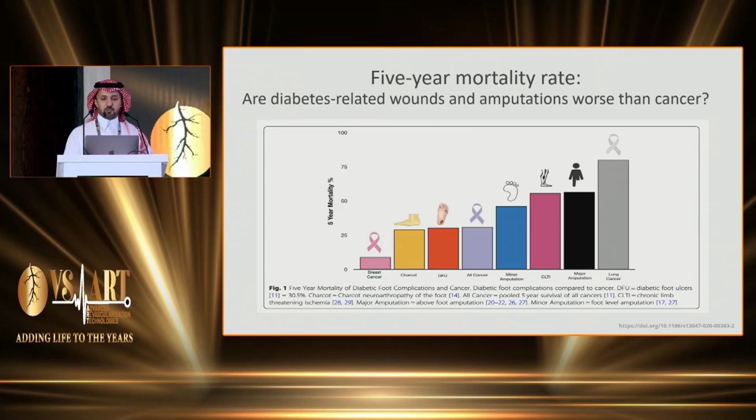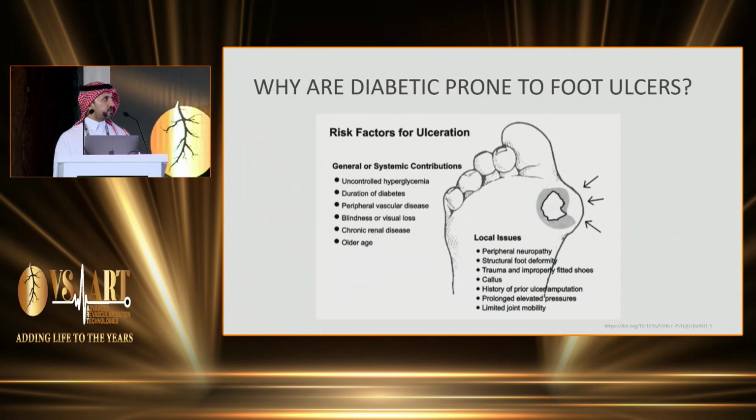Why are diabetics prone to foot ulceration? Because there are many risk factors. Systemic contributions include controlling blood glucose level, duration of diabetes, peripheral vascular disease, blindness or visual loss, chronic renal disease, and older age. Local issues in the foot include peripheral neuropathy, foot deformity, trauma, footwear, callus formation, history of prior ulcer or amputation, prolonged elevated pressure, and limited joint mobility.